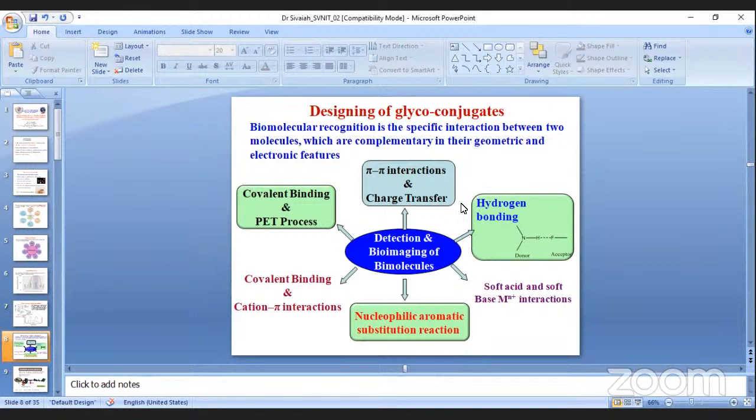Here I will give a brief idea about the design of these glycoconjugates, because biomolecule recognition is a specific interaction between two molecules. One is a receptor, one is a donor, and both are complementary in geometry or electronic features. Due to this interaction there will be a change in the signal in the fluorescence or in other techniques. There are different kinds of interactions in biomolecular recognition.